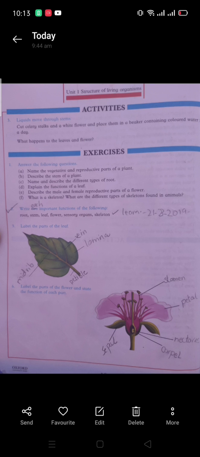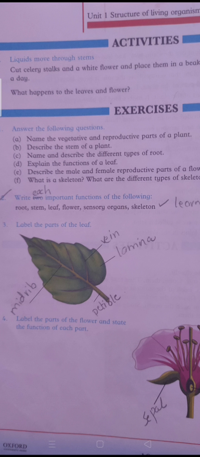Today we are going to do the exercise of chapter 1 from the book Amazing Science, grade 7th. Open page number 10 from the book. Let's do the question answers. First question is, name the vegetative and reproductive parts of a plant.